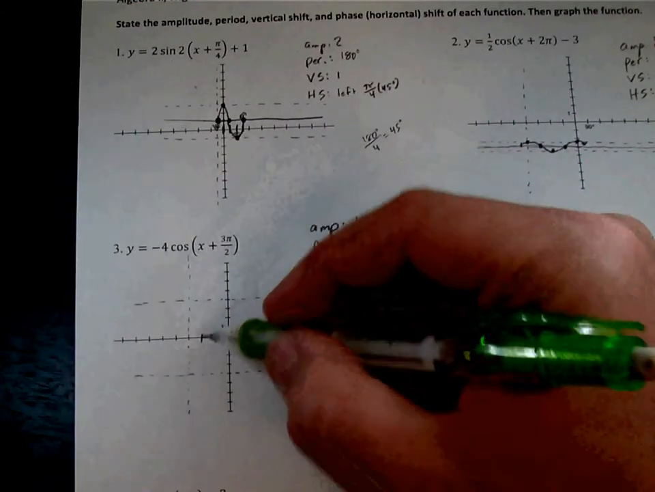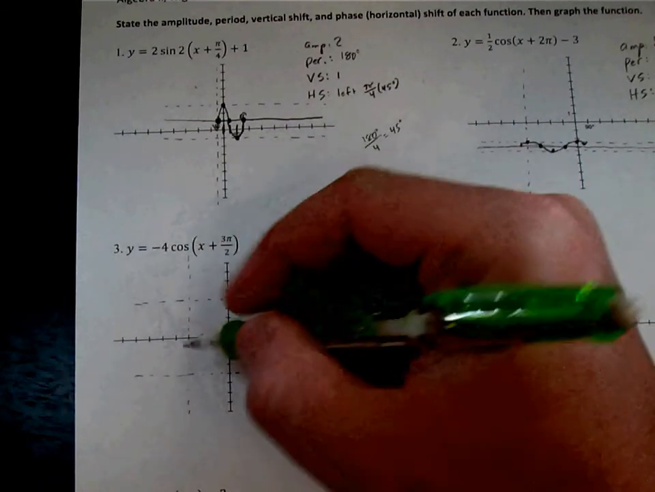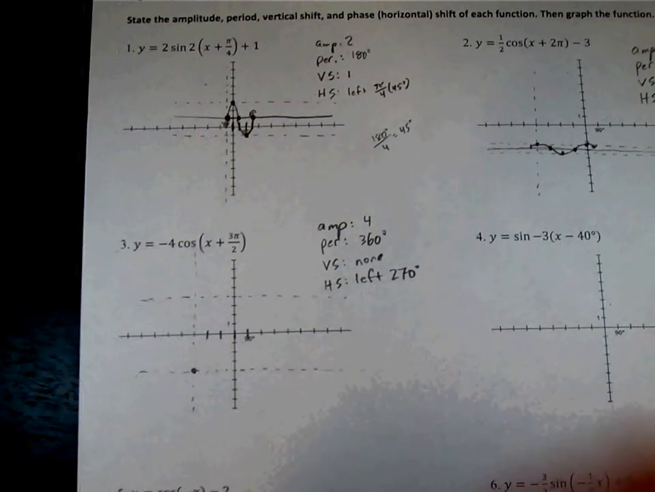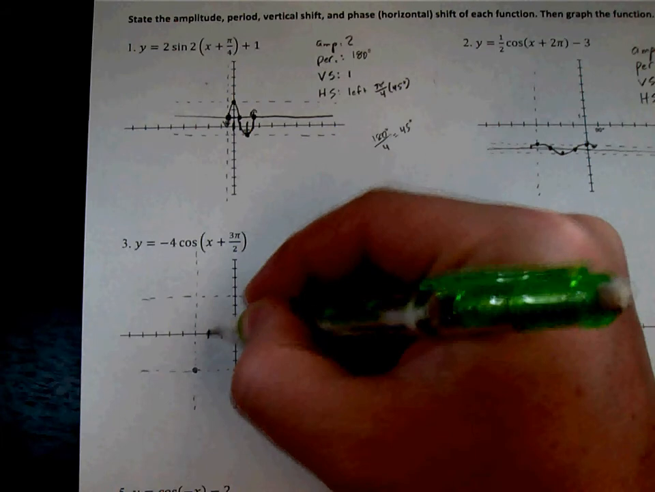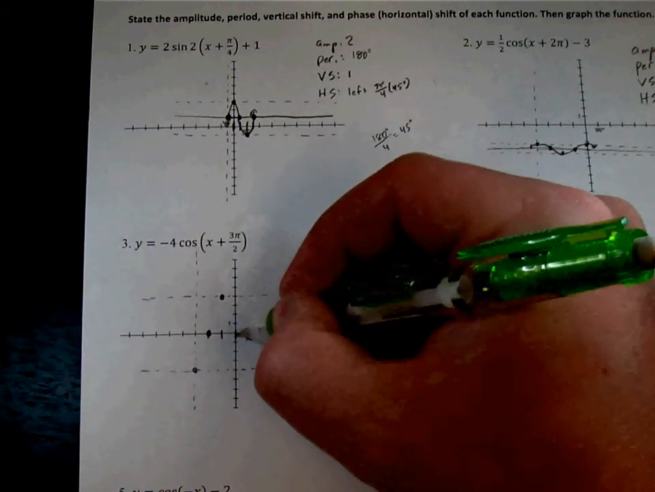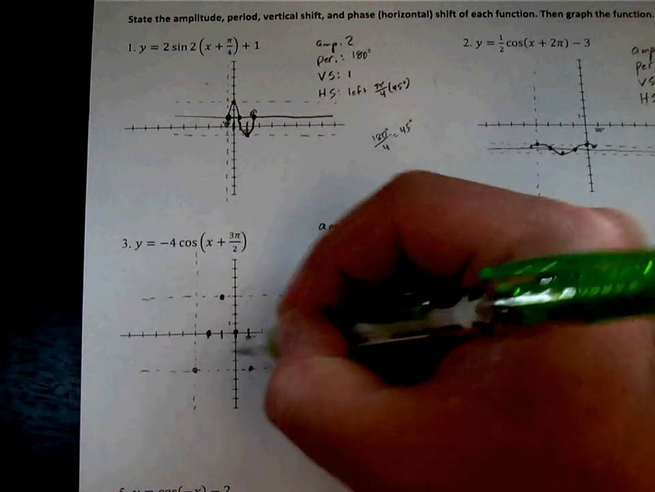Cosine problem. Cosine starts at the maximum unless it's flipped, and it was. The a value is negative, so I will start at the minimum when I'm at my negative 270. Then I hit the midline, then I hit the maximum, then I'll hit the midline, then I'll hit the minimum.